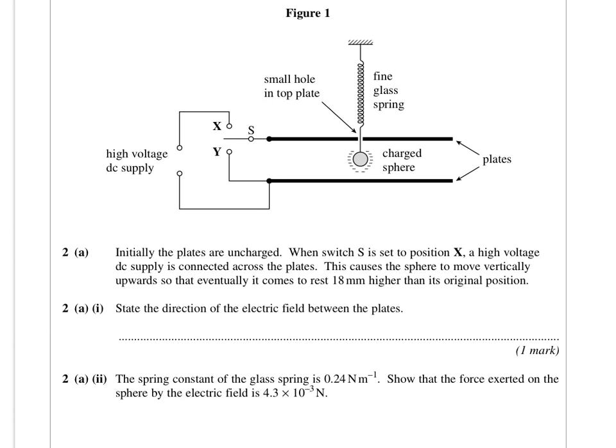So it's going to move vertically upwards, so it comes to rest at a change in length of 18 millimeters. First thing we want is the direction of the field. We can see that the charged sphere is negative, so essentially that means if it's moving upwards, the top plate is going to be positive. So it looks essentially like that, which means the field is going to be going downwards in order for it to be attracted upwards.